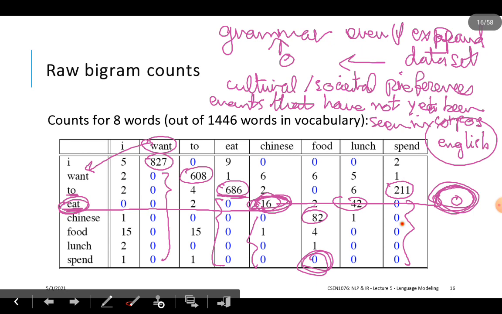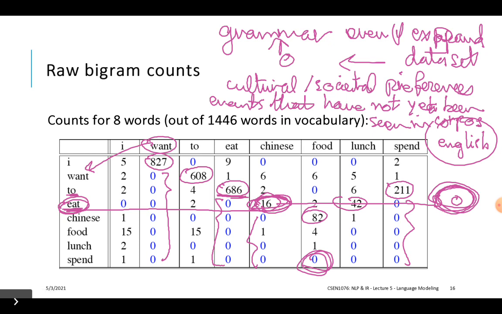So the interpretation of the counts here can either be due to grammar, that will not change even if you expand the corpus. It could relate to cultural preferences that probably will maintain the same rough probabilities even if you expand the corpus, or maybe they can change, we don't know. Or they can just reflect events that we have not seen yet in the corpus, but if you inspect another corpus, these counts could actually change.